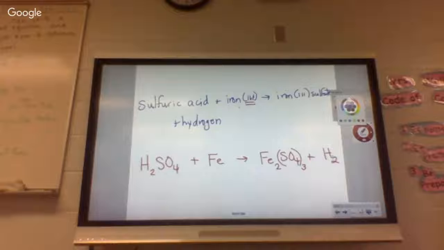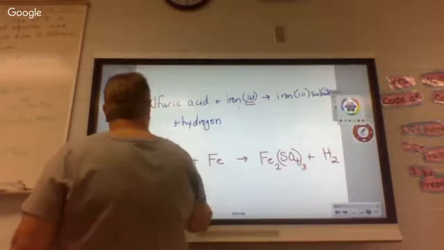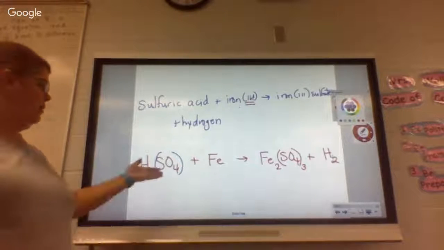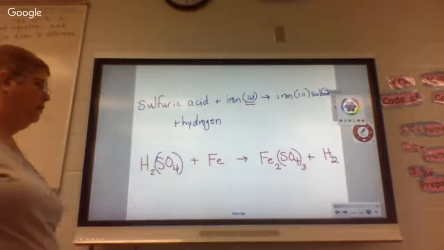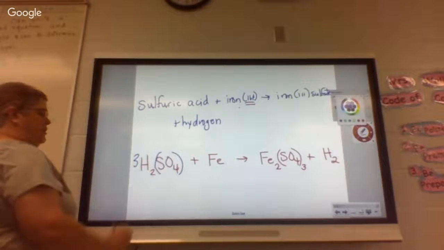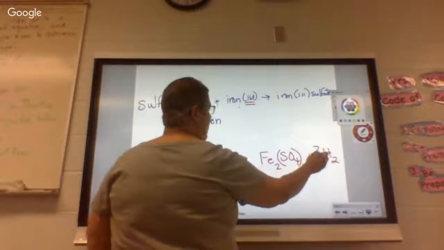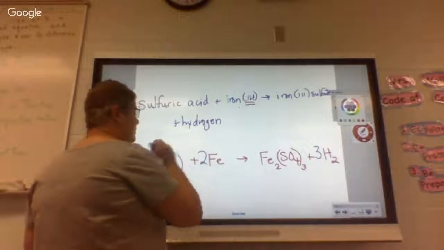Let's start with SO4. Fabulous plan. I'm going to put SO4 over here in parentheses so it matches the other SO4. So, how many are here? 1. How many are over there? 3. So, what are we going to do over here? 3. Sure. How many H's did you make? 6. How do we get 6 over here? 3. And how many irons are here? 2. How do I get 2 here? 2. Fabulous.